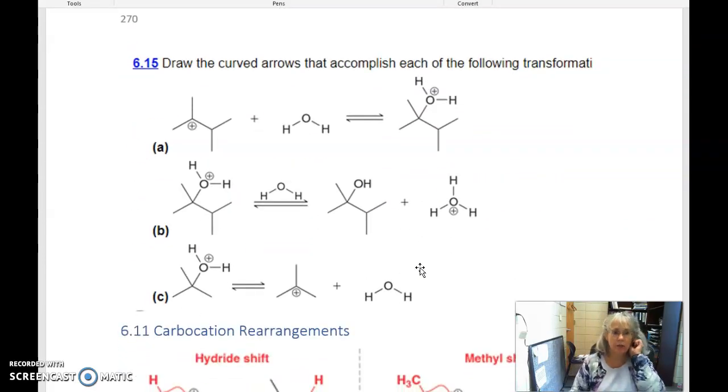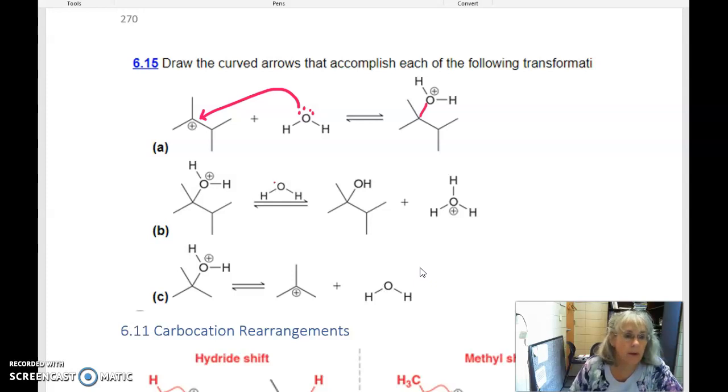So let's draw the curved arrows that accomplish each of these transformations. First, let's draw in our lone pairs. And what's going to happen here is these lone pairs are going to come here and attack that electrophilic center. And they're going to make this bond right here. So let's look at the differences, going on to the next one, the difference between this and this. It's really just a hydrogen. So we have a proton transfer.